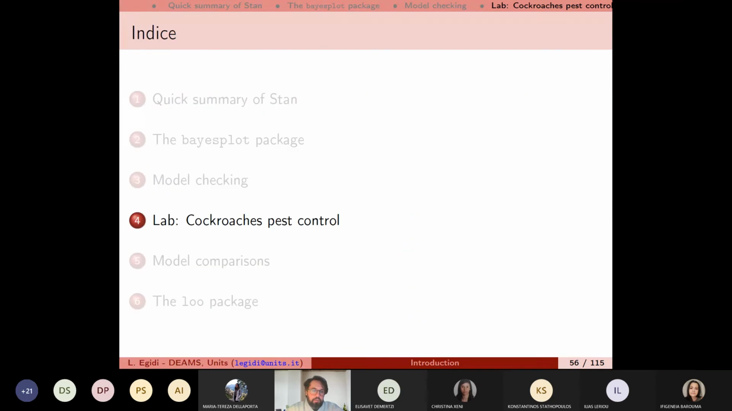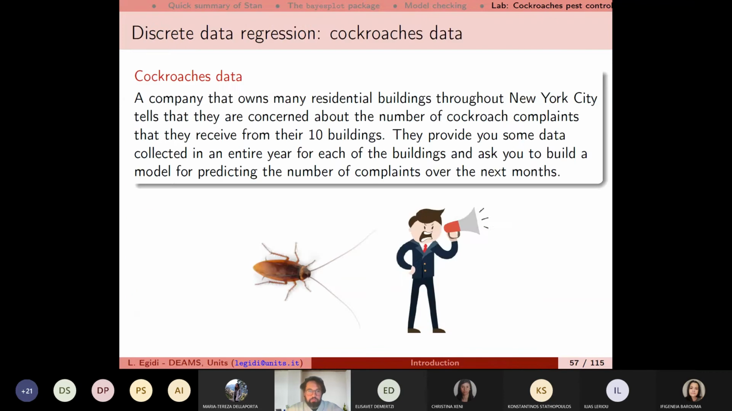We will be analyzing the so-called cockroaches pest control example. The cockroaches data refer to a company that owns many residential buildings in New York City. The company tells us that they are concerned about the number of cockroach complaints.